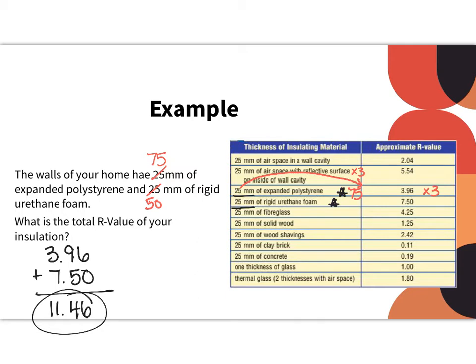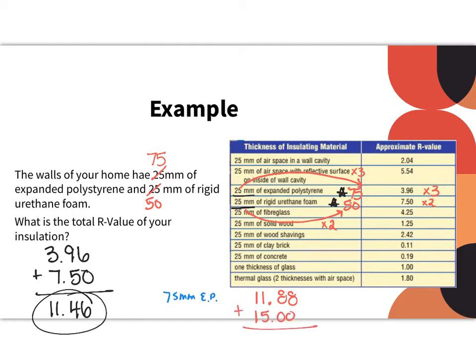So 3.96 times 3 is 11.88. And this, again, was from our 75 millimeters of expanded polystyrene. All right, our next one, we had 50 millimeters of rigid urethane foam. To get from 25 to 50, I had to multiply by 2. So I'm going to do that same thing to our R value. So 7.5 times 2 is 15.